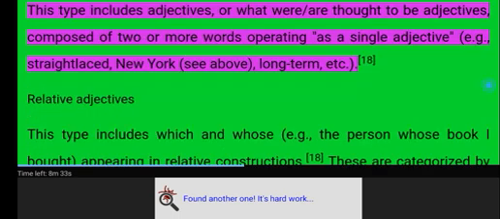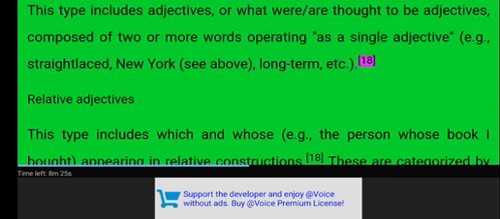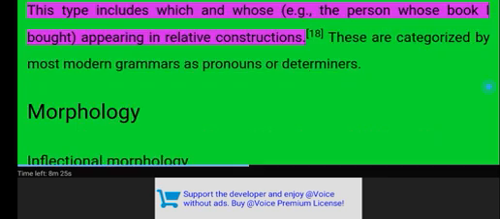Compound adjectives. This type includes adjectives, or what were or thought to be adjectives, composed of 2 or more words operating as a single adjective, e.g., straight-laced, New York, see above, long-term, etc. Relative adjectives. This type includes which and whose, e.g., the person whose book I bought, appearing in relative constructions. These are categorized by most modern grammars as pronouns or determiners.